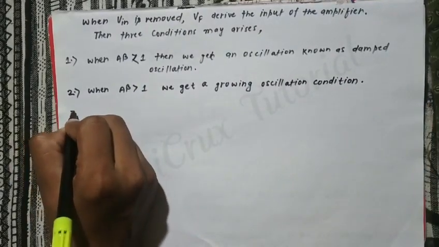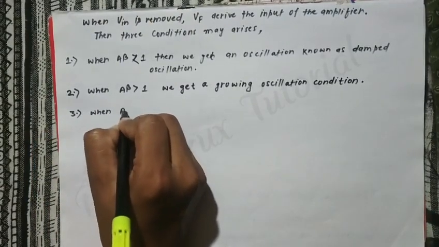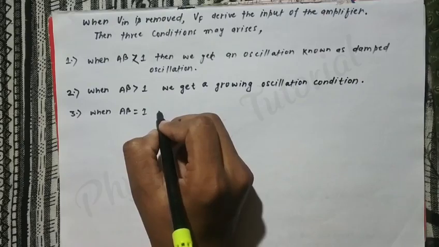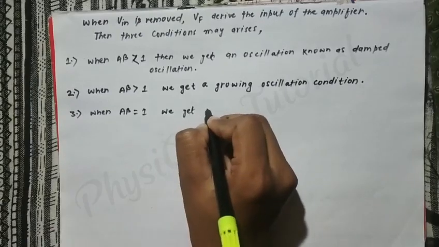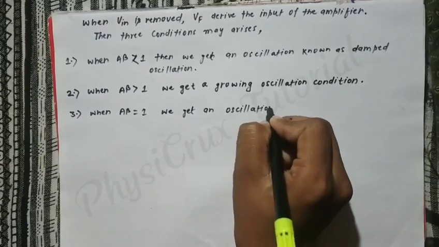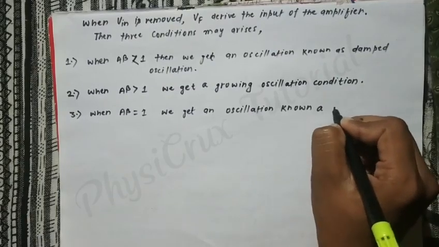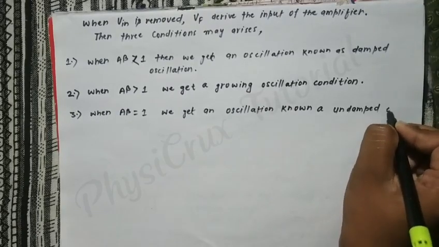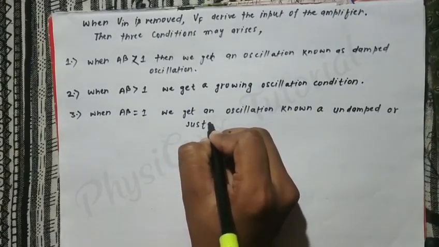And the third is when A beta is equal to 1, we get an oscillation known as undamped or sustained oscillation.